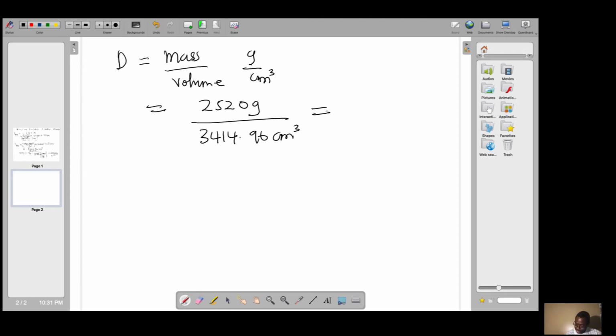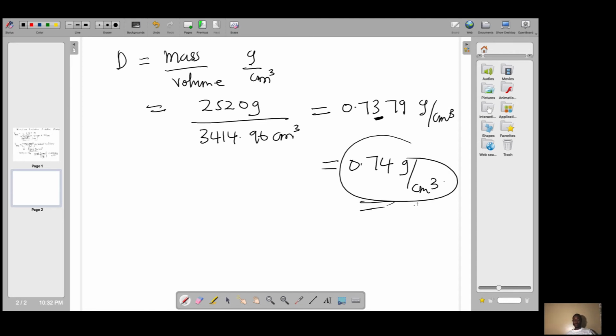Okay, so if you divide, you're going to get a long number. From your calculator, it's going to be somewhere like 0.7379 grams per cubic centimeter. Okay, but since the least number of significant figures we have is 2, that means that we have to round this to 2 significant figures, or 2 decimal places in this case. So it's going to be 0.74 grams per cubic centimeter. Yeah, so there you have it. Okay, so that is that.